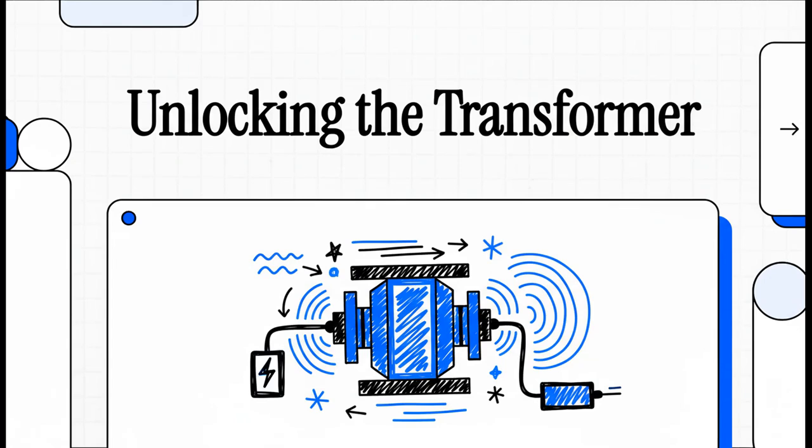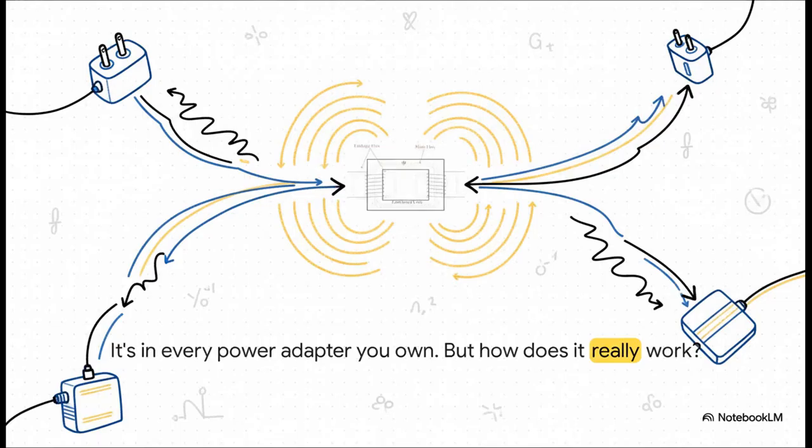All right, welcome. In this explainer, we're going to break down the one fundamental equation that makes every single transformer work. Let's get right into it. You've definitely seen these everywhere. They step voltage up or down, but the real magic behind how they do it? Well, it all comes down to a single, really elegant piece of physics. So let's peel back the layers and see what's actually going on inside.